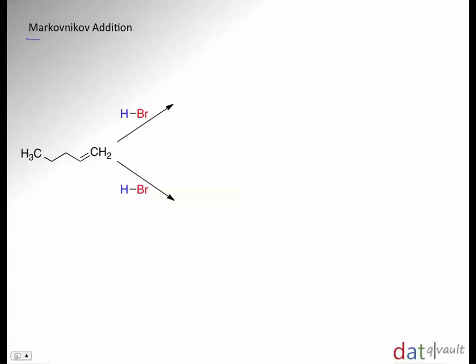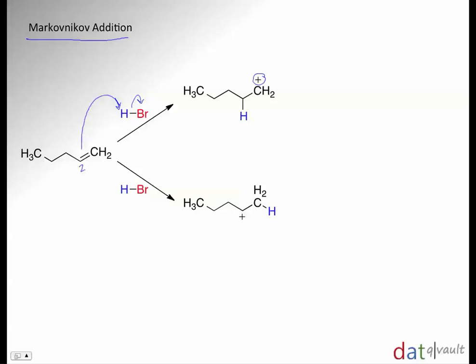And we have to go over the concept called Markovnikov addition. So the basic mechanism, like I showed you, is the double bond comes out and it'll grab a hydrogen, and then the electrons in the bond will go to bromine. If this happens to where the hydrogen becomes attached to the second carbon of the alkene, then we're going to get a primary carbocation formed. But if the hydrogen attaches to the primary position on the alkene, then we're going to get a secondary carbocation that is formed.